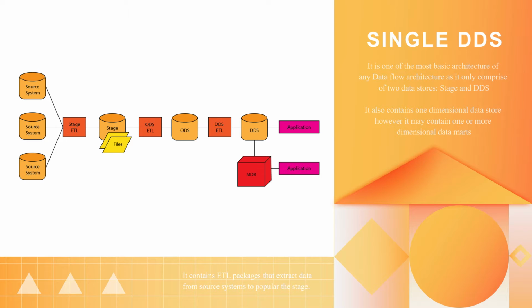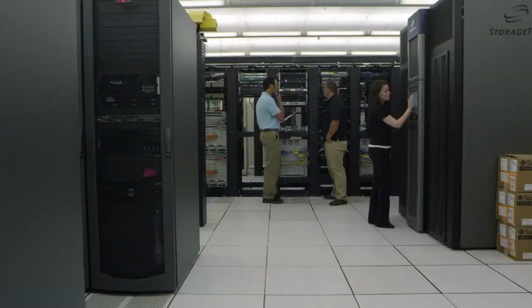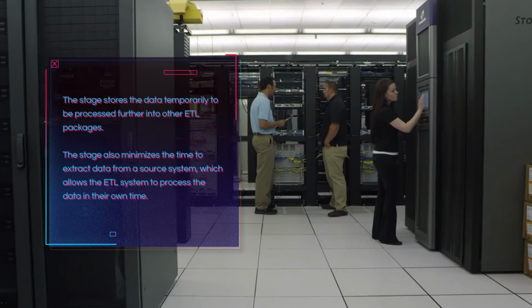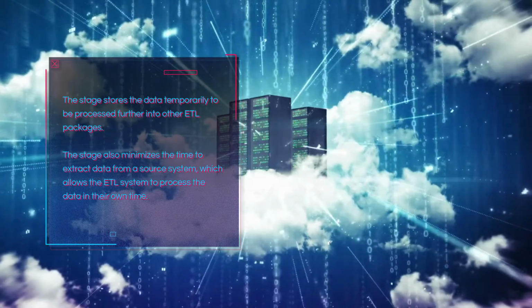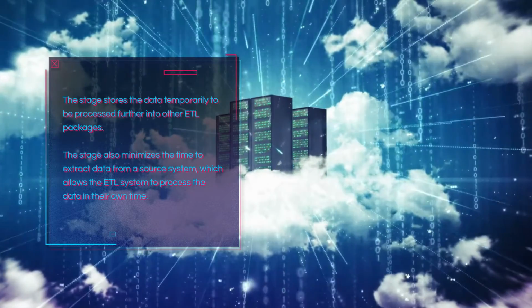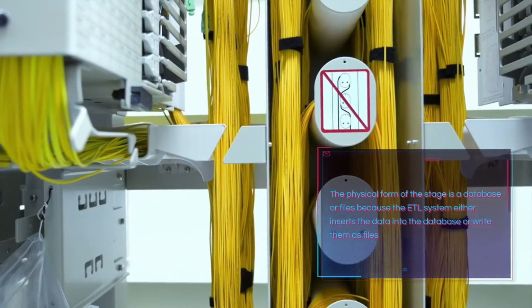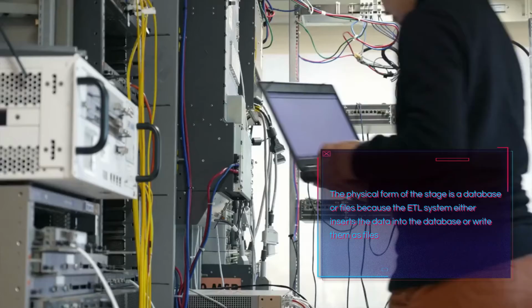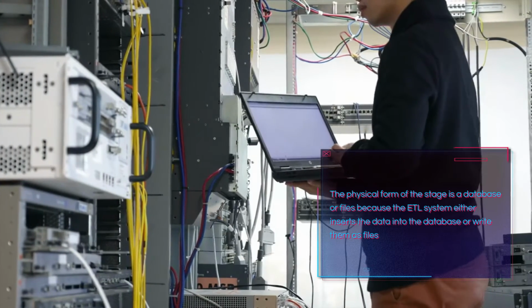It contains ETL packages that extract data from source systems to populate the stage. The stage stores the data temporarily to be processed further into other ETL packages. The stage also minimizes the time to extract data from a source system, which allows the ETL system to process the data in its own time. The physical form of the stage is a database or files because the ETL system either inserts the data into the database or writes them as files.